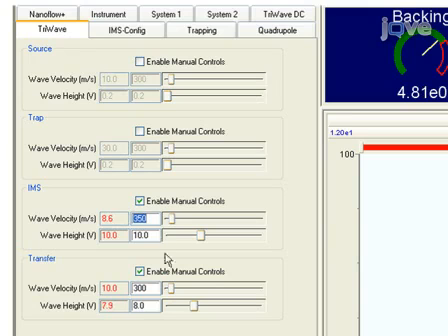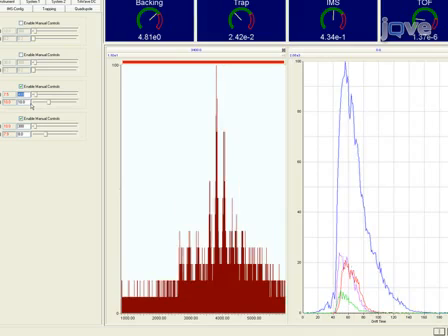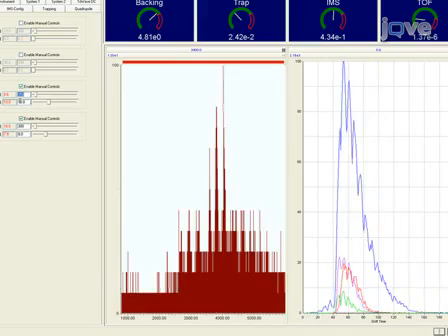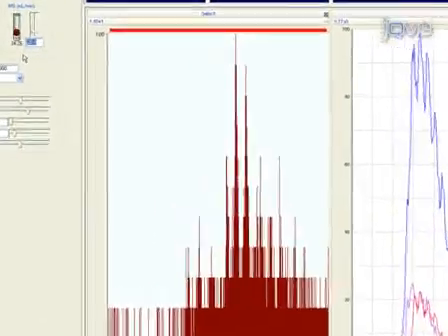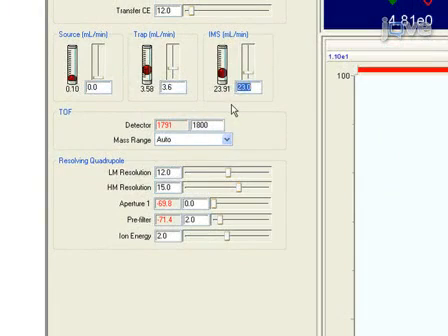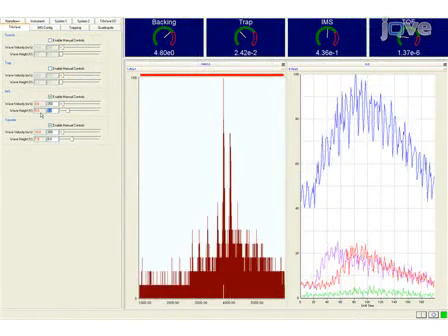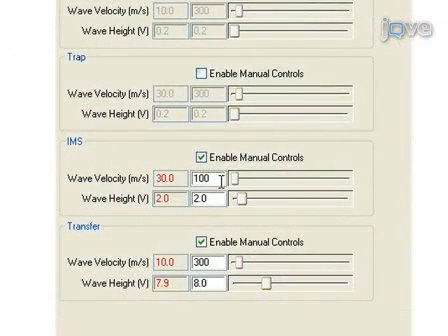T-wave velocity, T-wave height, and IMS gas flow rate can be tuned to optimize the mobility separation. Increasing the T-wave velocity widens the drift time distribution profile, while increased T-wave height values narrow it. Similarly, increasing the IMS gas flow starting at 10 ml per minute minimum shifts the drift time profile toward higher values. Work to optimize the ion mobility spectrum by fixing 2 of the 3 variables and optimizing the third. Set the T-wave velocity to 250 meters per second and the gas flow to 24 milliliters per minute.